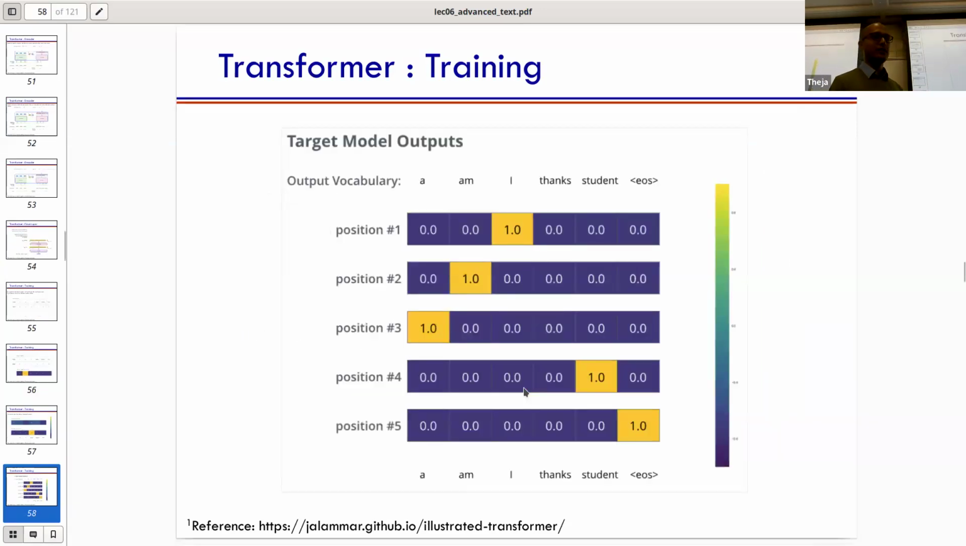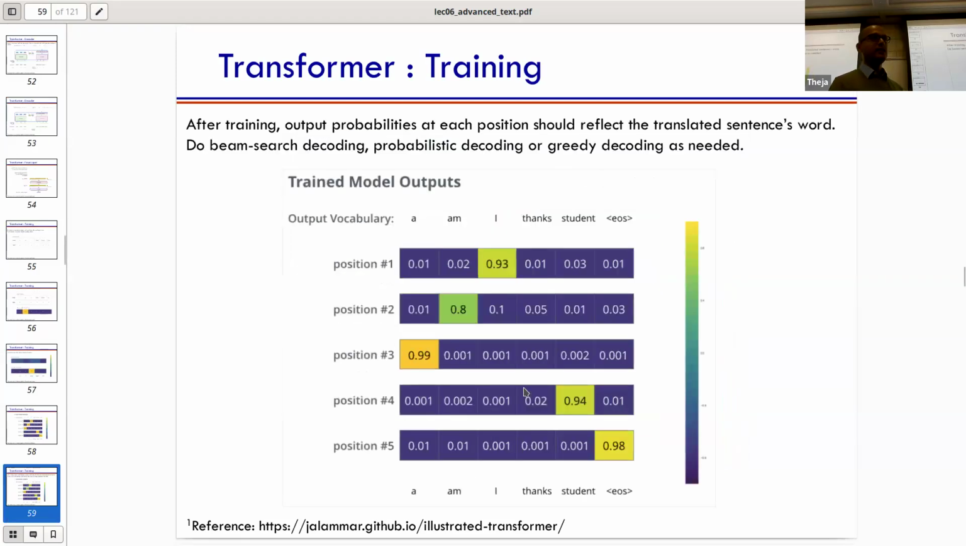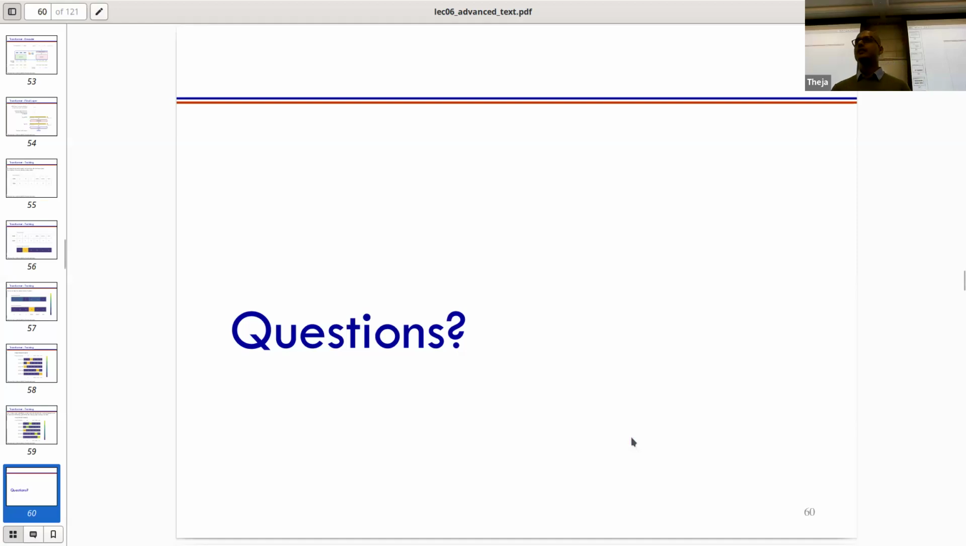Yeah, this is just showing the same thing, so we'll skip this slide. Basically, it's picking up the appropriate probabilities and seeing if they're high enough or not. Any questions here so far?